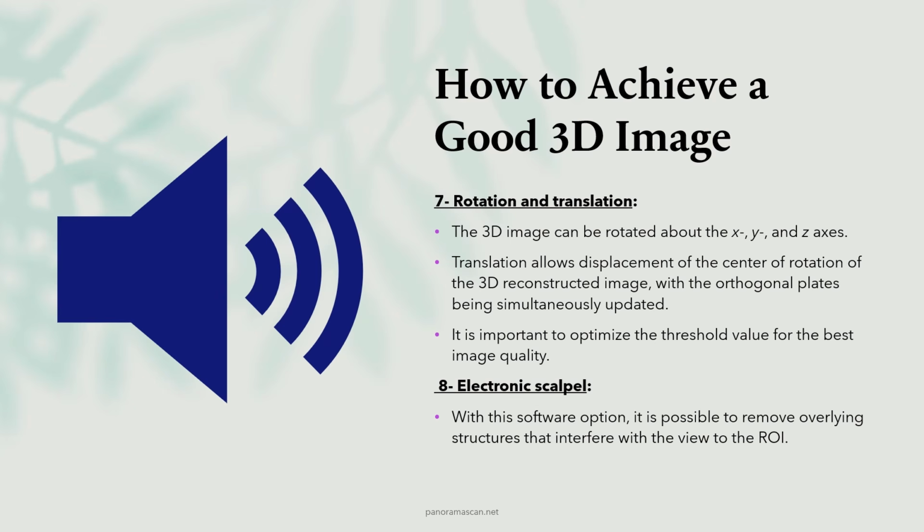With the electronic scalpel, the operator can remove overlying structures that interfere with the view of the ROI. This is particularly useful when certain structures, such as the placenta or other fetal parts, block access to the target organ. By removing these obstructions, the operator can focus solely on the region of interest, improving the clarity and diagnostic value of the 3D image.